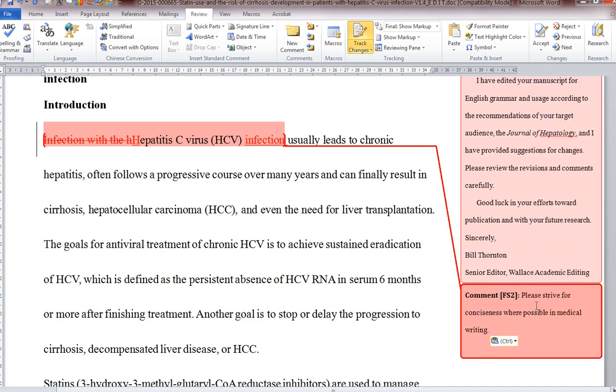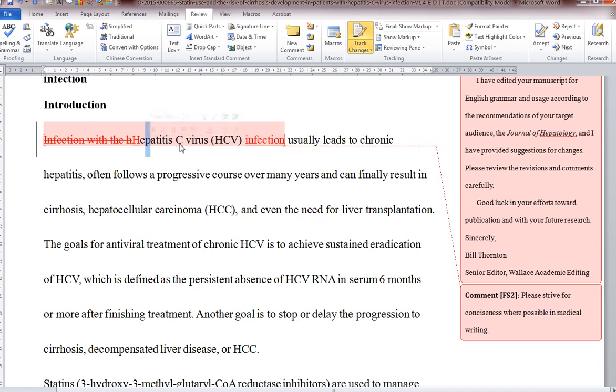And please strive for conciseness where possible in medical writing. Now, I do have where possible. Conciseness is not always the most important aspect of a construction or a sentence. We don't want to sacrifice clarity. We also don't want to make a clause or phrase more concise and in the process make it wordier.